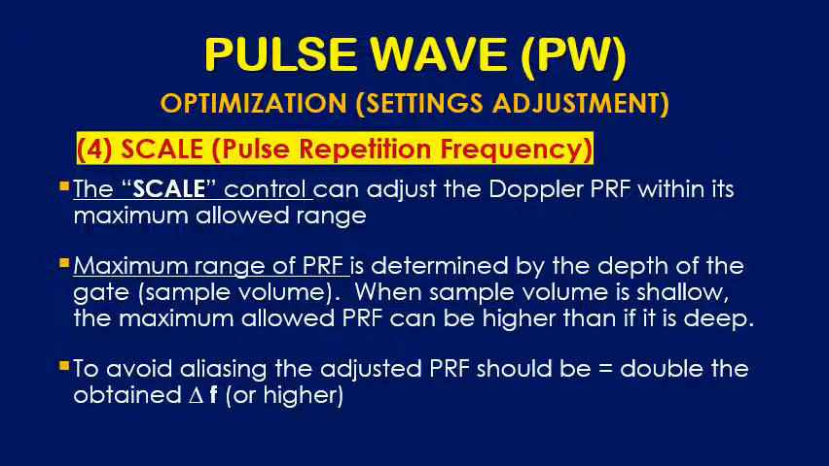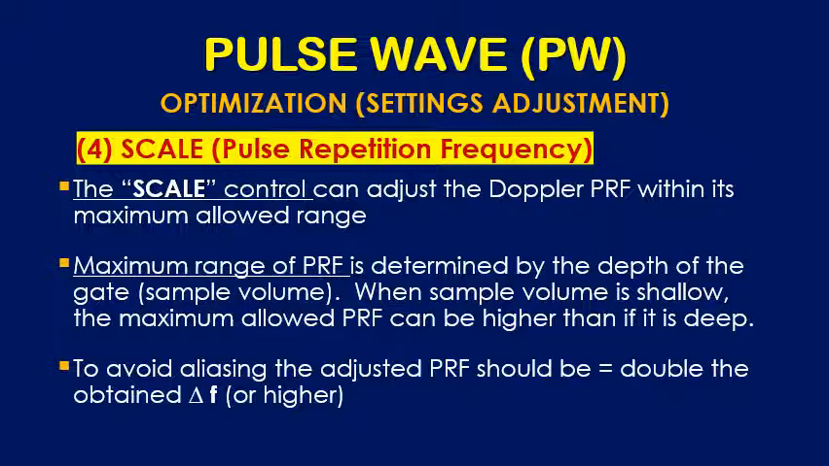For example, you are scanning a shallow organ. You expect that you have the maximum range of PRF that you can adjust the scale with is a higher range. So you can have a higher scale here. But if you are scanning, for example, the aorta or any deep organ, which is deeper to the transducer, the PRF will be lower. So you are limited in your scale. You can't get a higher scale in this range. Why? Because the maximum range of PRF to put the scale in is not that high.